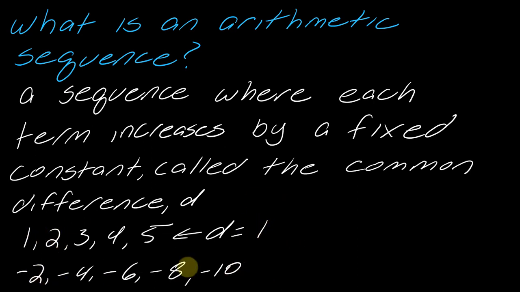Now what about this sequence? I've got negative 2, negative 4, negative 6, negative 8, negative 10. Well, in this case, the term increases, kind of weird to say increases, but we have this common difference of negative 2 between them. If I just keep subtracting 2, I'll get the next term. So that's the idea of an arithmetic sequence: you're either adding or subtracting the same number over and over again.